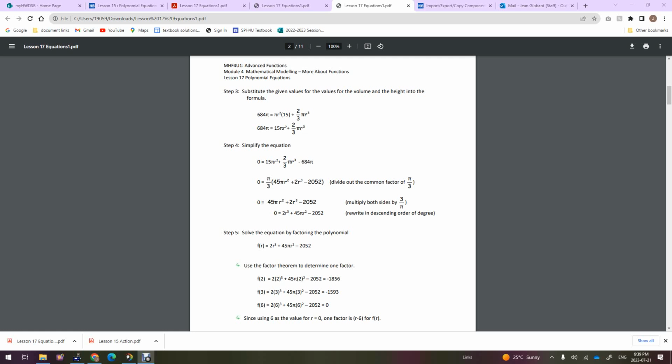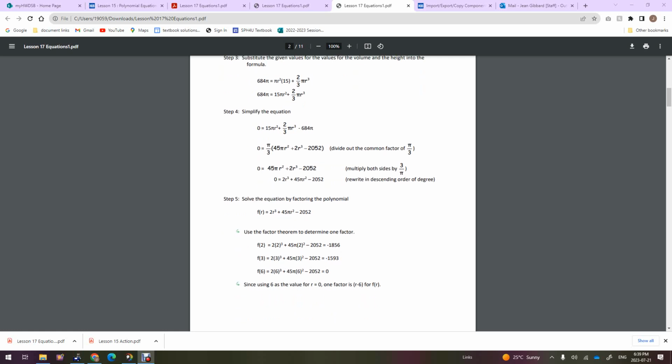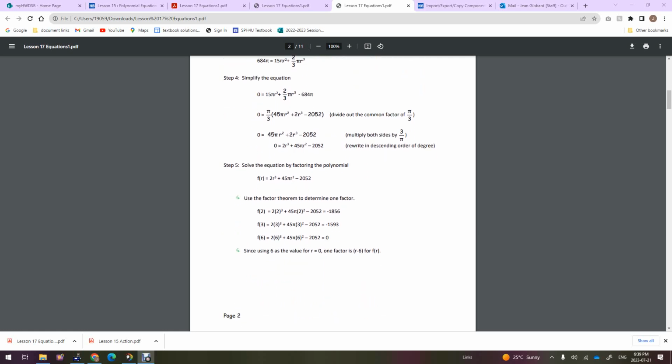And we have, again, set it to f at r because that's our variable. So 2r cubed plus 45 pi r squared minus 2052. Now, we begin to use the factor theorem that we've been looking at to determine one factor. So to do that, we're going to test if factor 2 will work. So we substitute in 2 for the values of r, and we find there's a remainder. So that means it is not a factor.